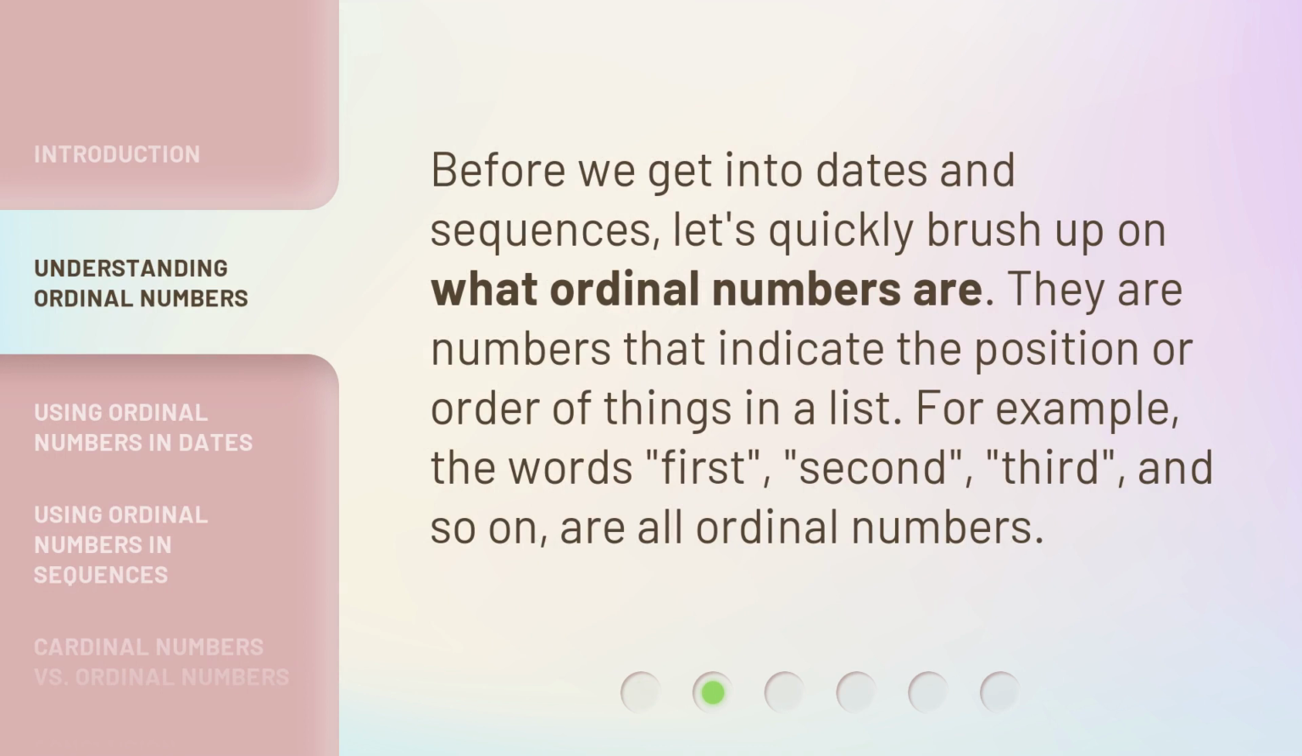Before we get into dates and sequences, let's quickly brush up on what ordinal numbers are. They are numbers that indicate the position or order of things in a list. For example, the words first, second, third, and so on are all ordinal numbers.